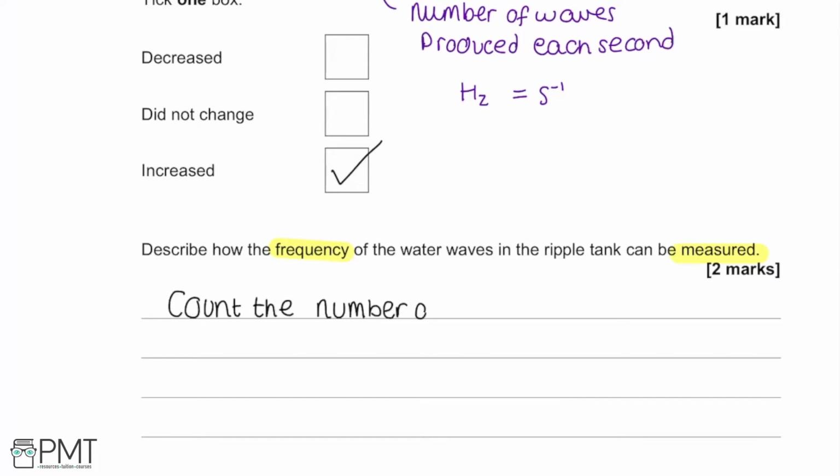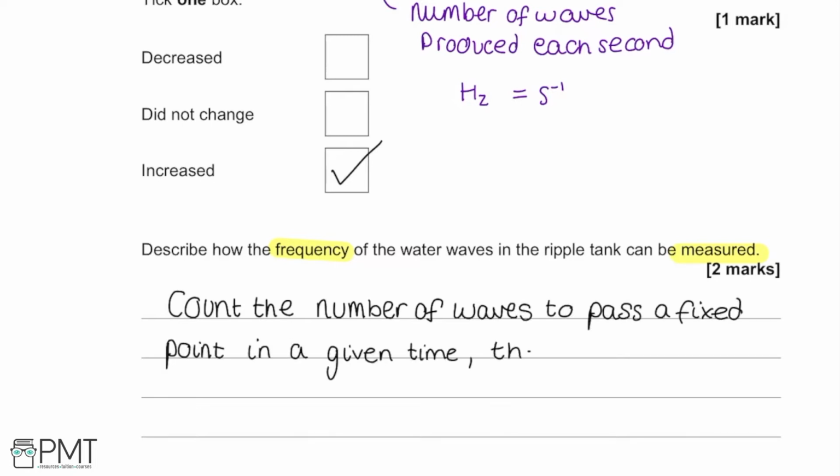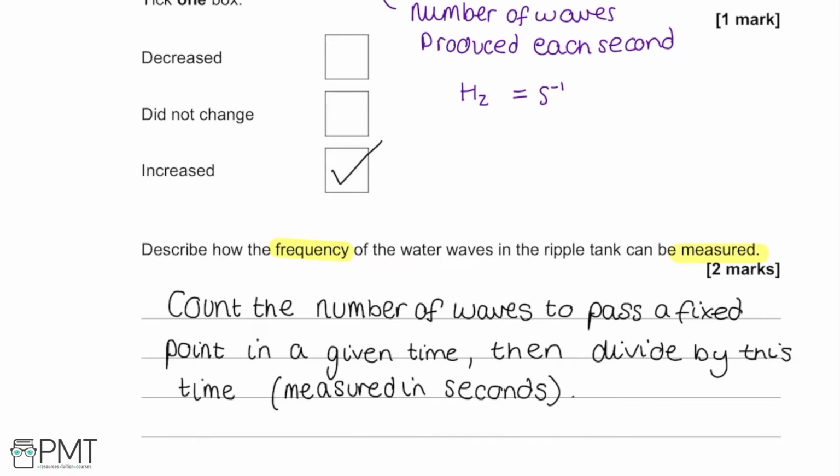So we're going to count the number of waves to pass a fixed point in a given amount of time here. And then we're going to divide this by the total time taken, which we'll measure in seconds, to work out how many waves pass the point in 1 second as opposed to the total amount of time that we measured.